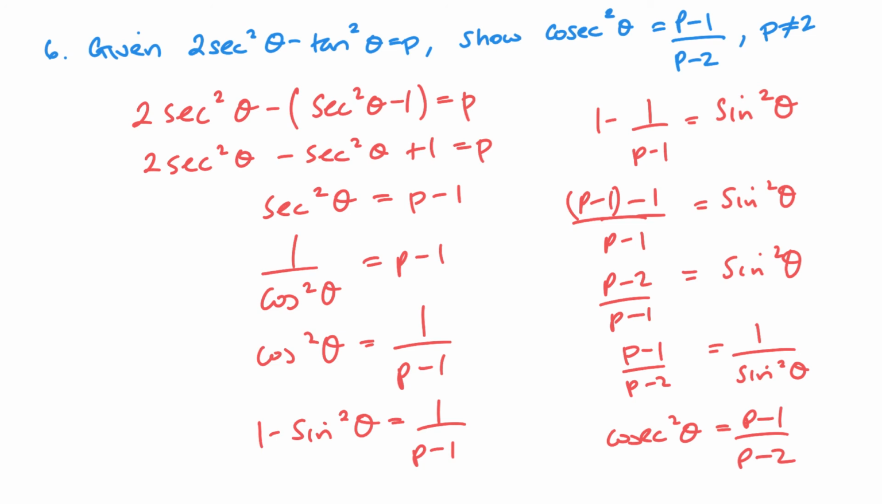Now alternatively, at the start here when I changed the tan into sec, I could have changed the sec into tan and I would have got the same answer. Maybe it would have been a little bit quicker, I'm not sure.